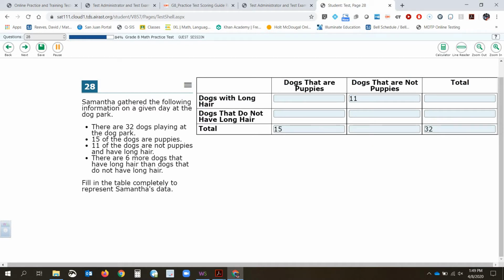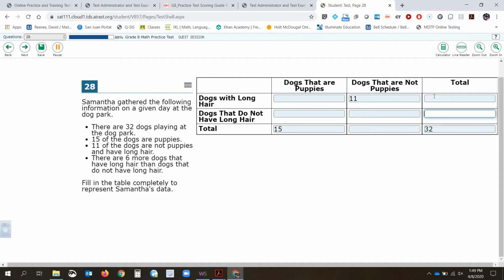Okay. Looks like we have one more thing we can fill in here. It says there are 6 more dogs that have long hair than dogs that do not have long hair. Well, the problem is we don't know how many total dogs have long hair, do we? All right. This box right here will represent the dogs that have long hair. This box right here will represent the dogs that do not have long hair.